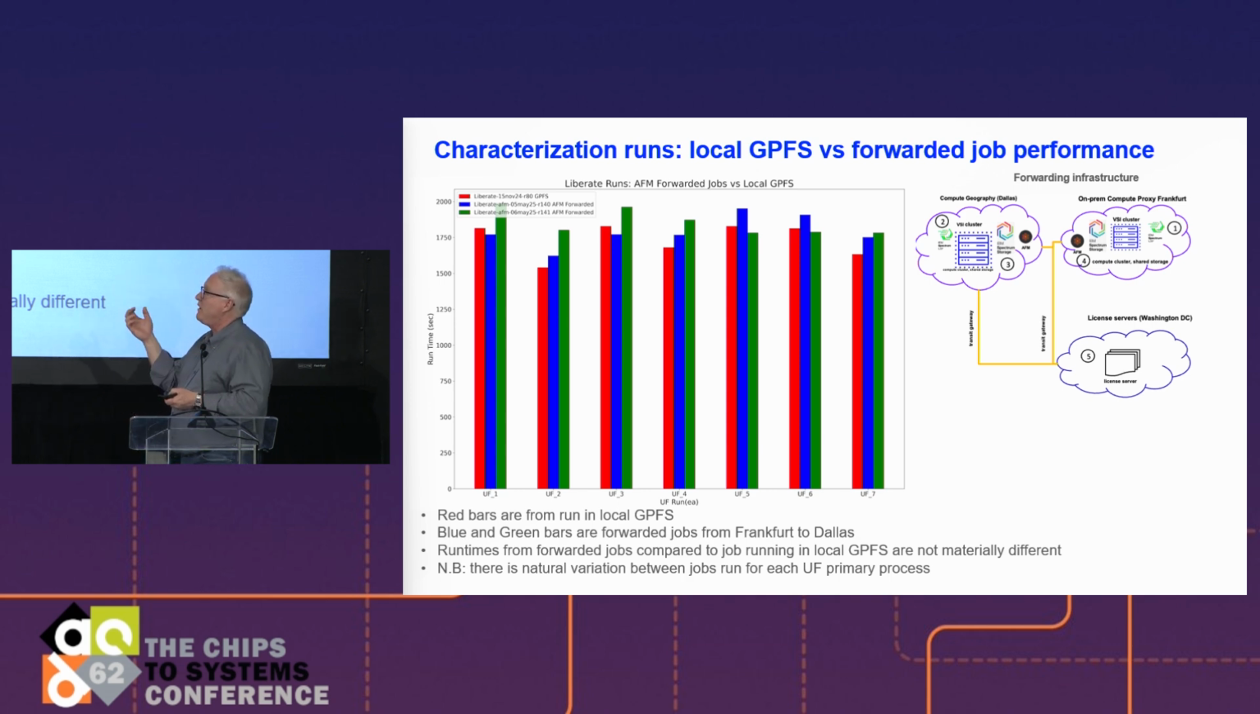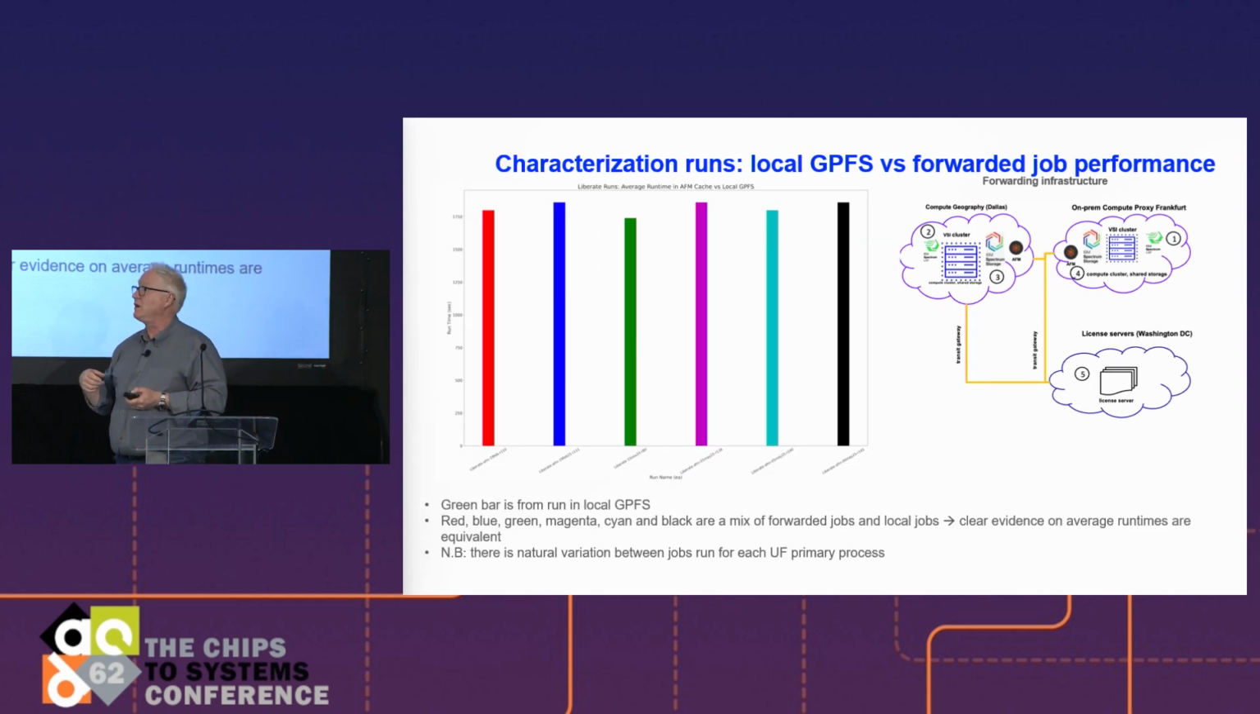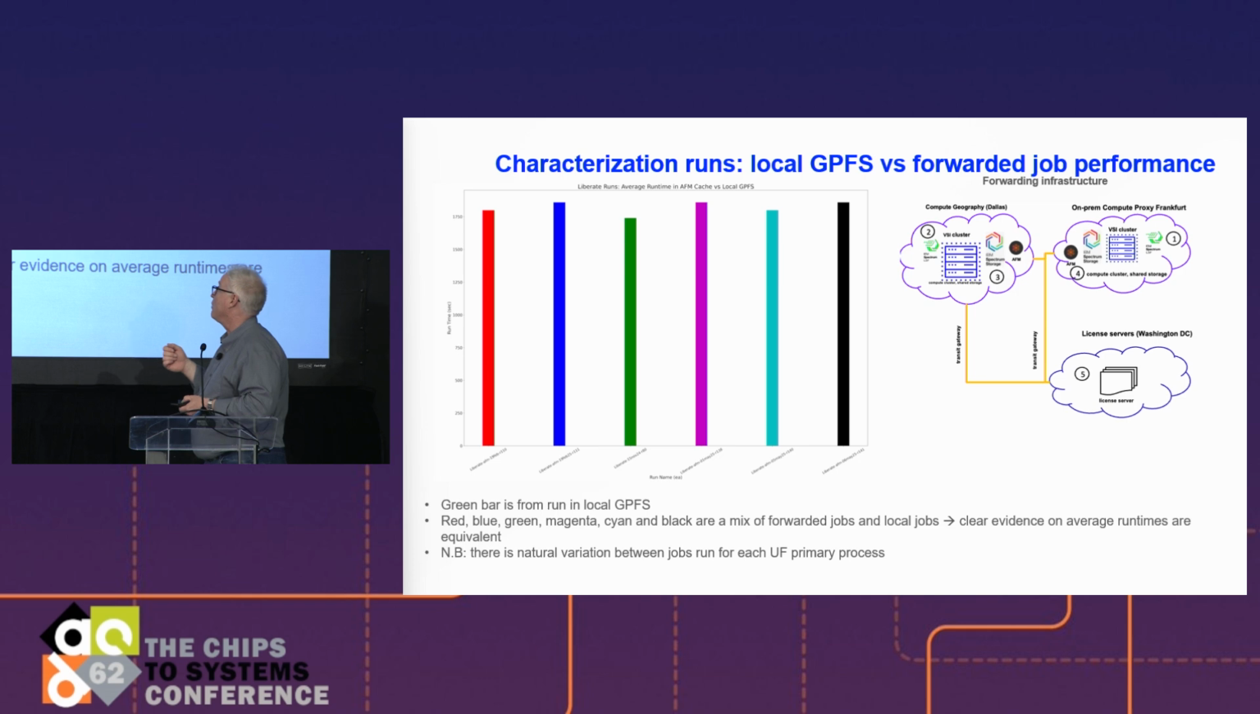So you can see variation, clearly. But if you look at the averages, the average runtime for these jobs is pretty consistent. It's not clear that running in local GPFS with local input is going to give you the best results. But the variation is not as large as you might think from the distances that we're running this in.